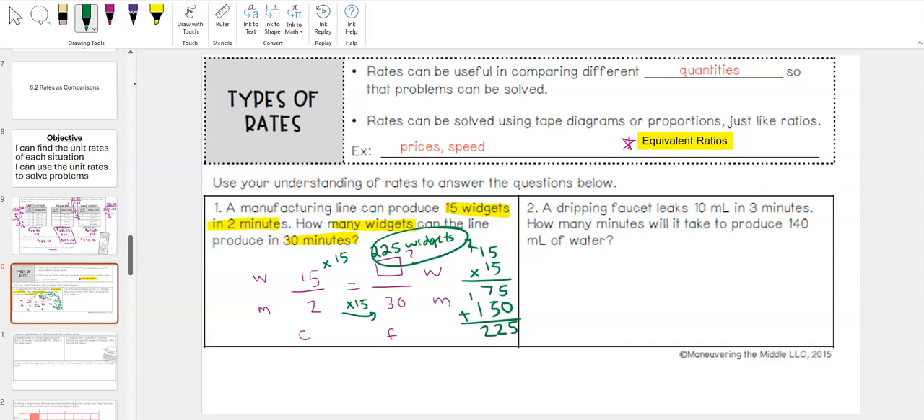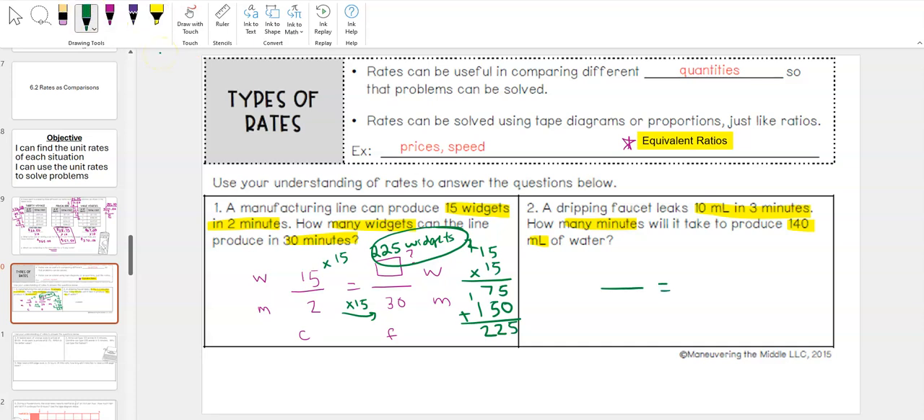So comparing rates and using these comparisons to solve is very similar to comparing equivalent ratios or making equivalent ratios. Okay. A dripping faucet leaks 10 milliliters in 3 minutes. How many minutes will it take to produce 140 milliliters of water?